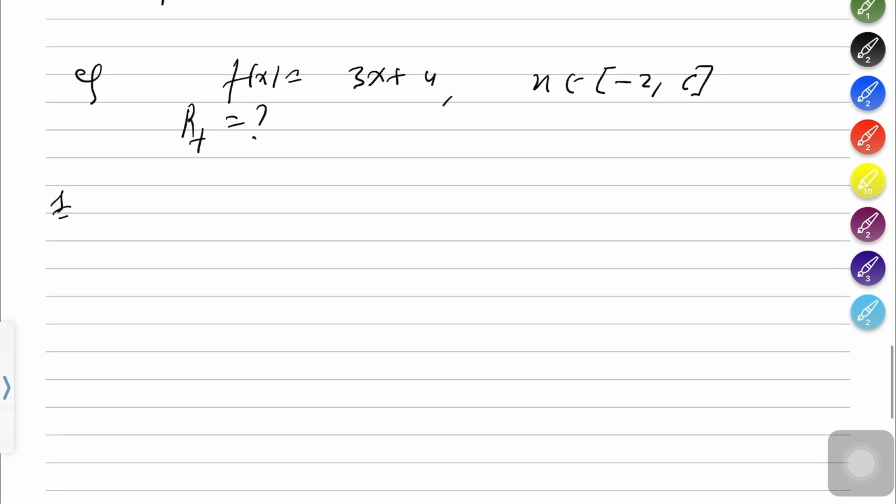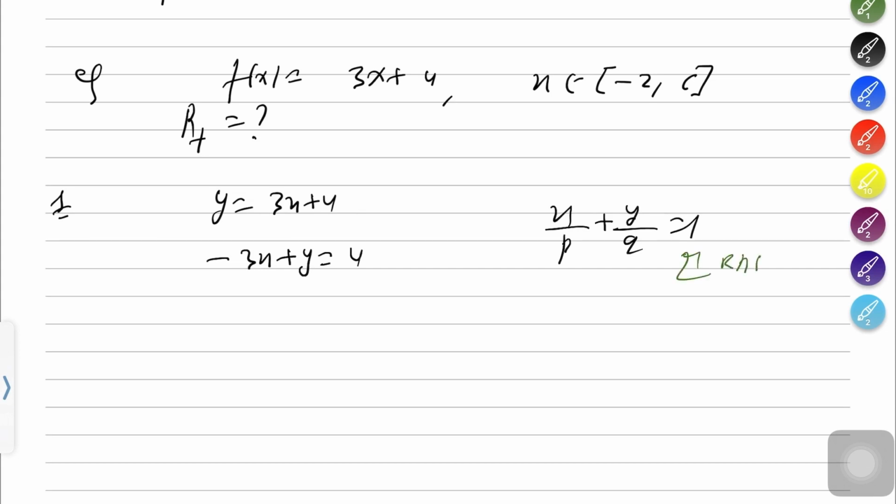So the first step is to draw the straight line. So 3x plus 4, or y is equal to 3x plus 4. So first draw the straight line. Obviously we'll convert into intercept form. That means minus 3x plus y is equal to 4, and we divide. So basically x upon p plus y upon q is equal to 1. So what is the intercept form? The right hand side is 1.